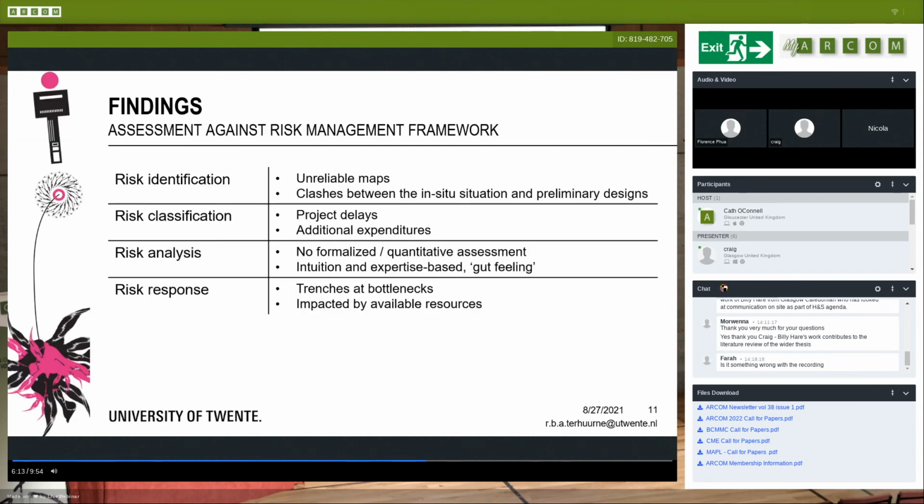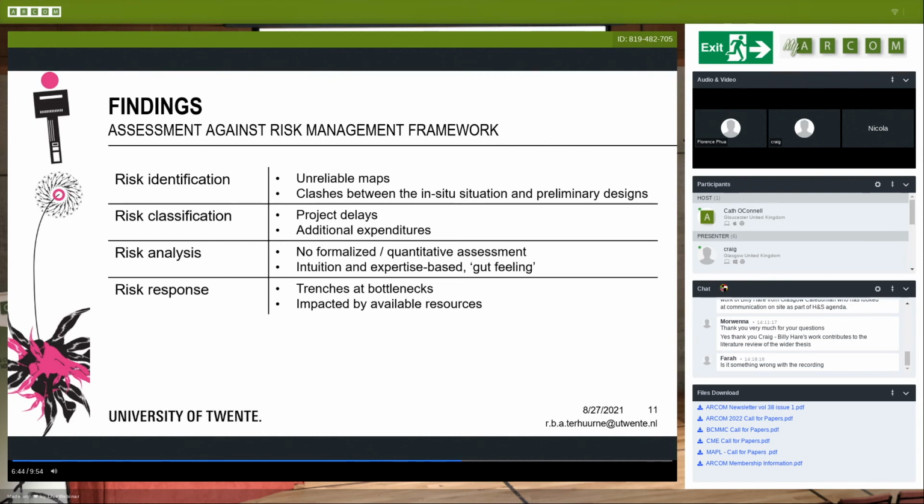Reflecting the studied risk management process against the risk management framework gave some interesting findings. In terms of risk identification, it was found that the main source of the risk is the often incompleteness and unreliability of the utility maps. Interestingly, however, for all cases, the risk identified is the potential physical clash between the design of new cables and pipes with the whereabouts of the existing cables and pipes at the site. The risk of damaging utilities was not even mentioned.